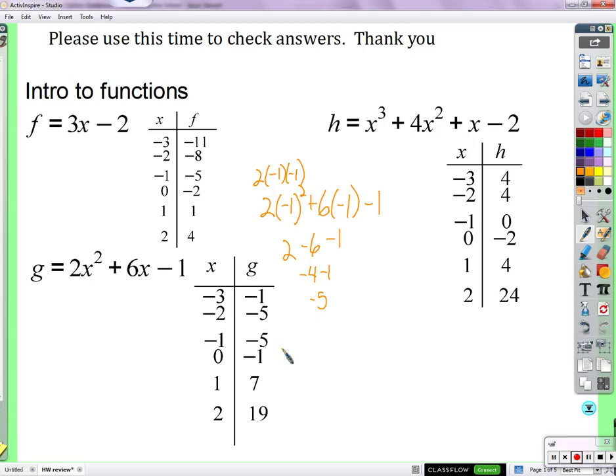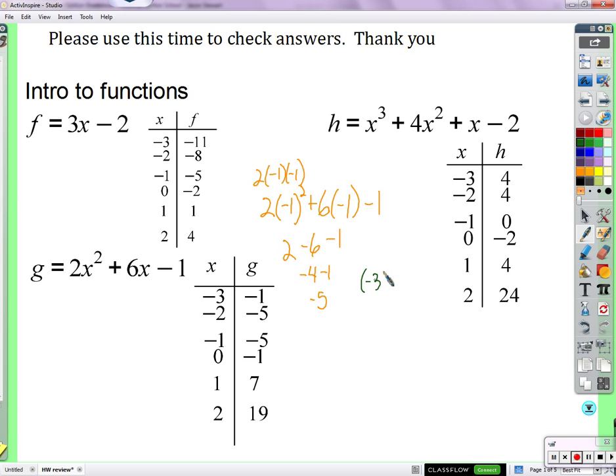Good. Ready? I had a question on the H. The H one, okay. Negative 3. I got 0. You got 0 instead of 4. All right, it's a tricky one. It's got a lot going on here, okay? It's negative, you got a cube there, right? A lot to keep track of, so let's be smooth and fast, okay?